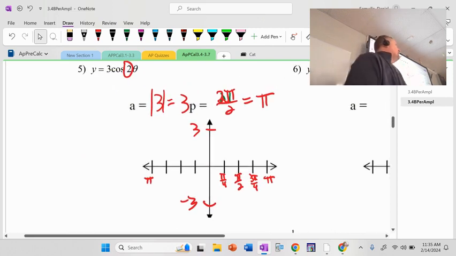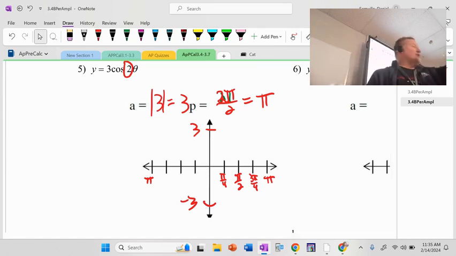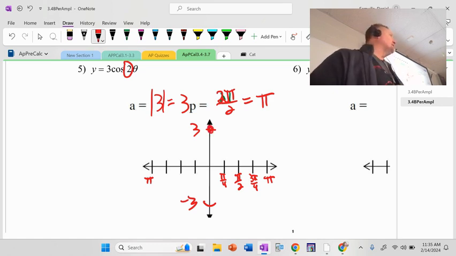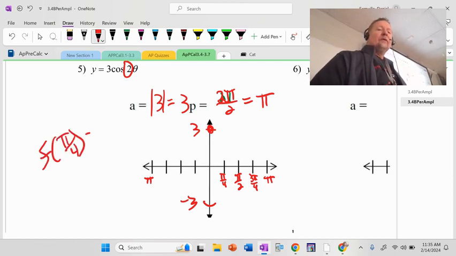What's cosine? Where do I start? High point. All right, Mo, where does cosine start? High, middle, or low? High points. Just happens to be 3 now instead of 1. He's right. What's the next one? Hey, Mo, what's f of pi over 4? That's just asking pi over 4 comma.